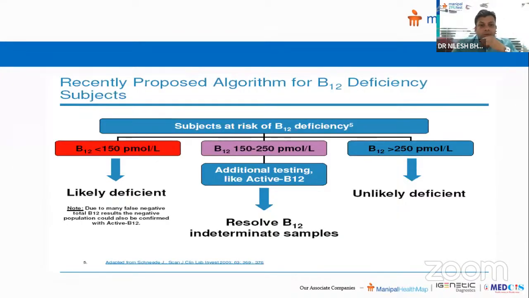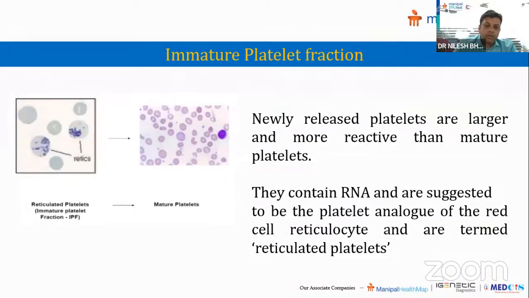Okay, so this is about the HoloTC. One more marker in the field of hematology is immature platelet fraction. Many of us are aware of the immature platelet fraction very well, and many clinicians have now started using this test. Immature platelets are nothing but young platelets. These are the newly released platelets in the peripheral blood from the marrow, and these are larger and more reactive than mature platelets.